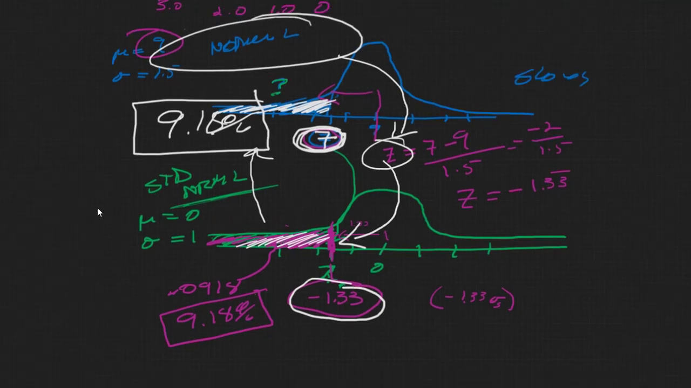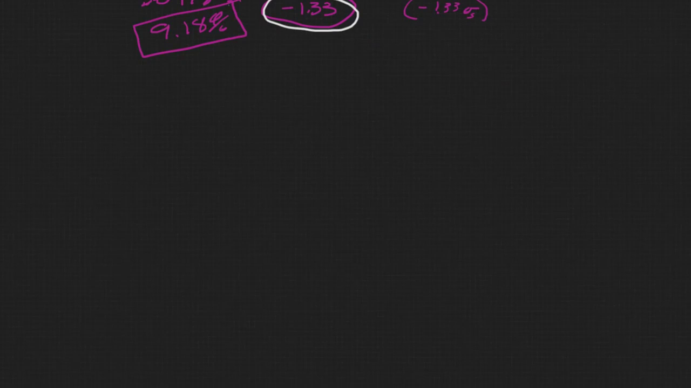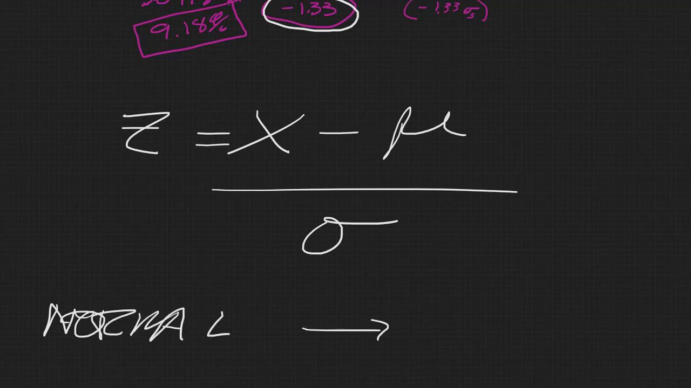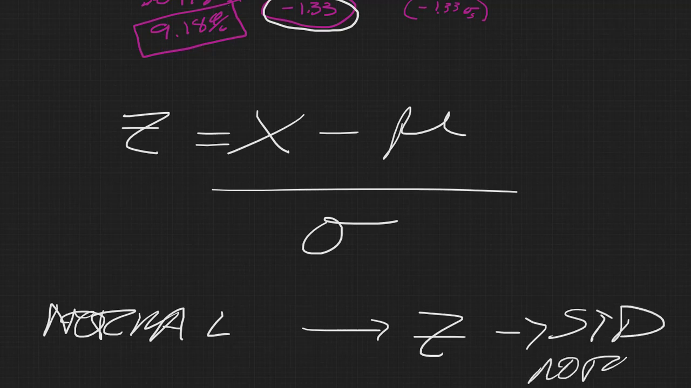How do we calculate a z? Well, we did this in chapter 4, or we did this previously. The z is equal to whatever observation I'm interested in minus the average of that one divided by sigma, and we're going to use this to go from the normal distribution through my z to the standard normal distribution.